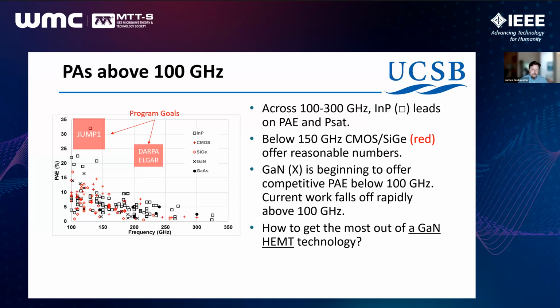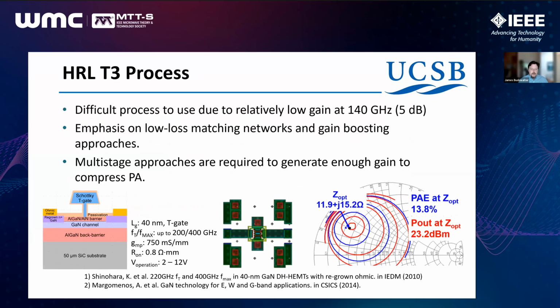So we'd like to bring up some of the gallium nitride work to make it more competitive with the PAE of indium phosphide, so that we might ultimately be able to get a better trade space between output power and PAE. We want to get the most out of a gallium nitride HEMT technology. The one we used in this particular work, and I'm using it throughout, so there's not a lot of jumping around of systems, is this HRL T3 process.